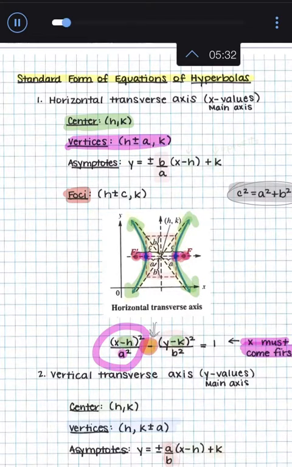Notice there are asymptotes involved in these graphs. Notice there's two of them. Notice they go through the same point in the center. The difference is the slope. They have the same slope, but one's got a positive slope and one's got a negative. Notice also that they do go through the center. So you have the h and the k here.